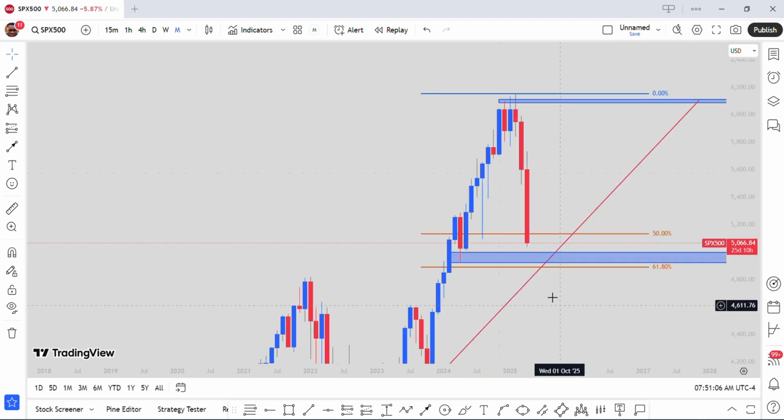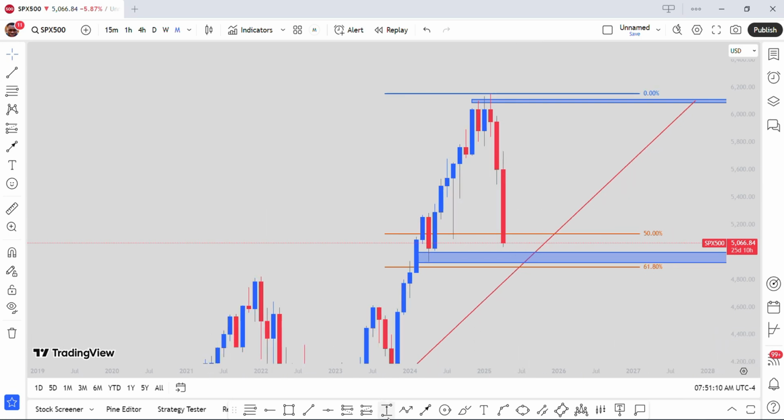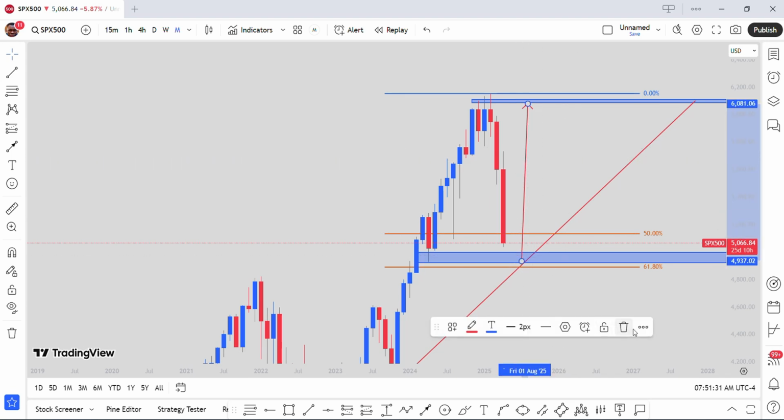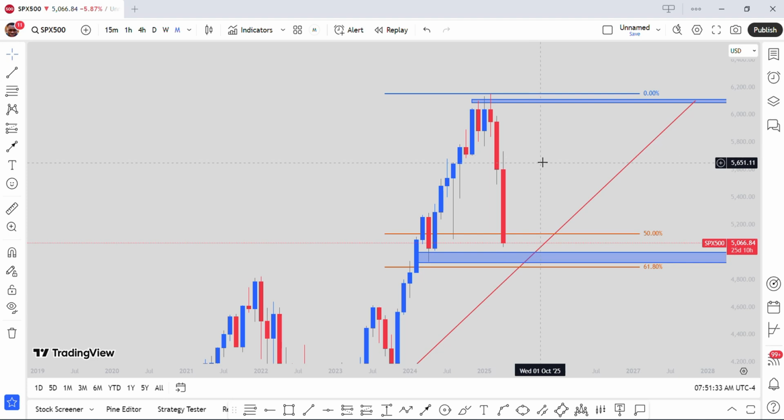If I could get a clear bounce off this level, I'll be looking for buying opportunity to this next level. So I'll be looking for buying opportunity from here into this next major level on SPX500. This is where I will get into the trade on SPX500 on the 4-hour time frame. If price gets into this level and this trend line area, I'll be looking for buying opportunity to this next major level. So that's my take on SPX500.